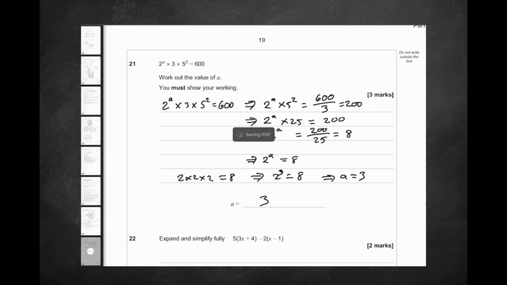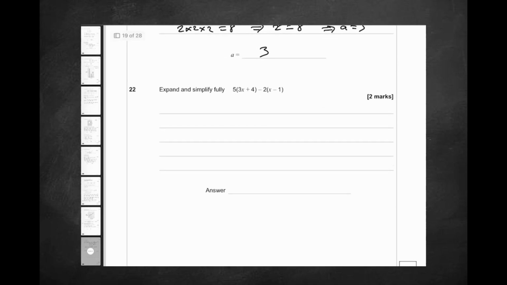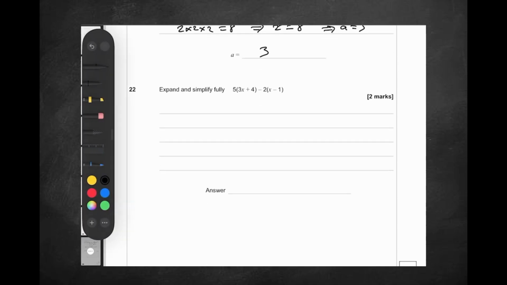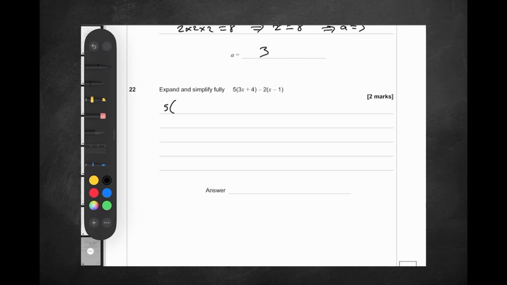Question number 22. Expand and simplify fully 5 lots of 3x plus 4 minus 2 lots of x minus 1. So we'll just write this out again. 5 times 3x is 15x, 5 times 4 is 20, 2 times x is 2x. We need to make sure we put this minus correctly, so I'm actually just going to put this in brackets. 2 times minus 1 is minus 2.